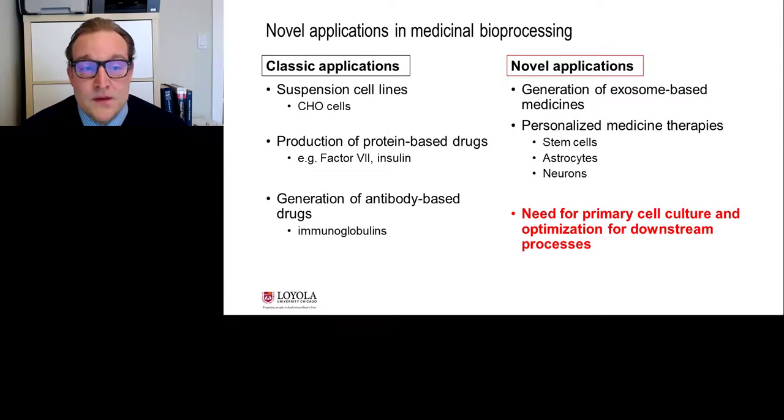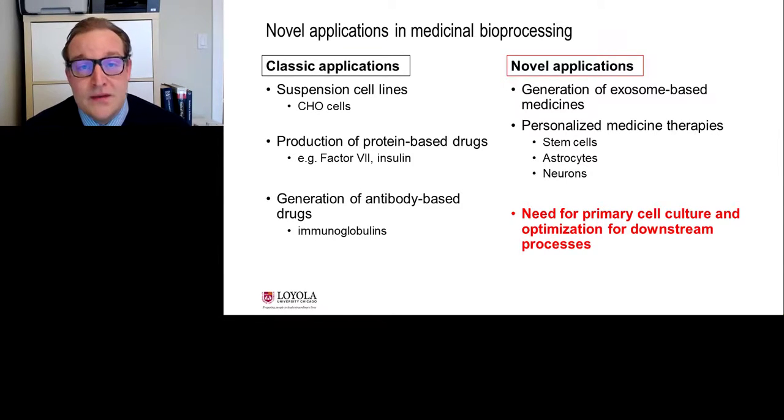When we think about medicinal bioprocessing, there are a lot of what I would term classic applications that we're well familiar with. Many of these involve suspension cell lines, such as Chinese hamster ovary cells or CHO cells, and they're used for the production of many protein-based drugs. Some prominent examples here are factor VII for blood clotting, insulin, and many others. More recently, we've also seen an advancement in the generation of antibody-based drugs, where suspension cell cultures are used to synthesize and purify immunoglobulins.